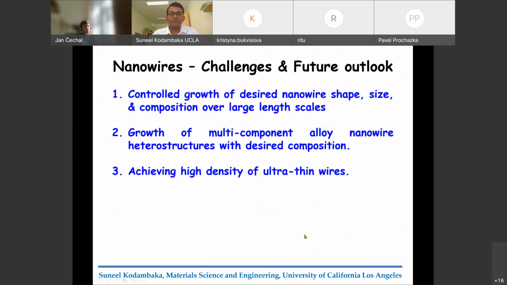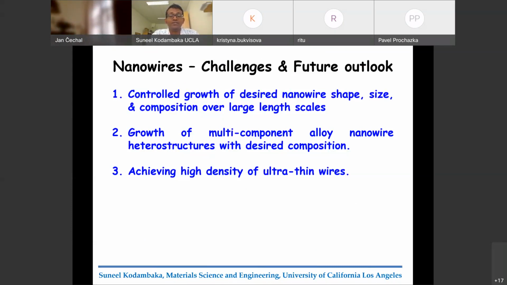In terms of the challenges and the future, there are a lot of possibilities for nanowires. In fact, the recent trend is to combine one-dimensional structures with two-dimensional layered materials. The idea would be that you have a 2D layer wrapped around 1D nanowires. And also within nanowires, creation of these quantum dots is a very attractive process.